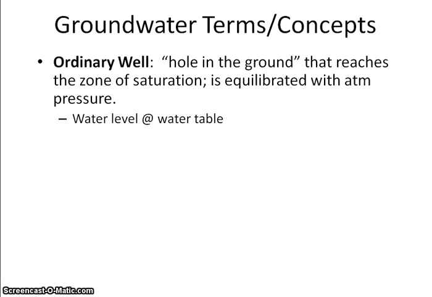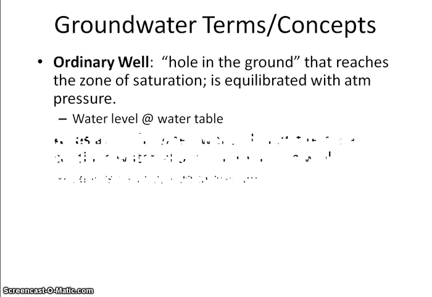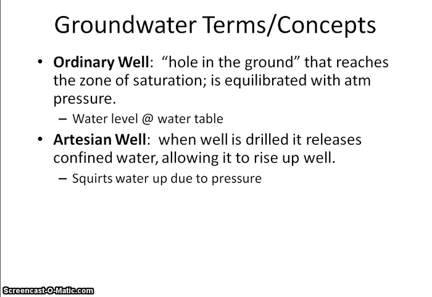Other components of this would include an ordinary well. This is essentially a hole in the ground that reaches the zone of saturation, and this is what we say is equilibrated with atmospheric pressure. What that means is the level of the well reaches up to the water table. If it's above that, it's a different type of well, and that would be considered an artesian well. An artesian well is when water is drilled and pressure is released, which means the water is pushed up above the zone of saturation, above the water table, because there is artesian pressure causing that.